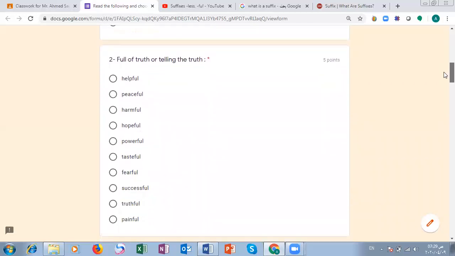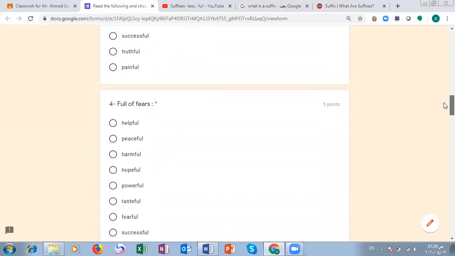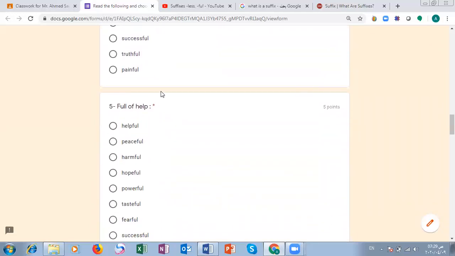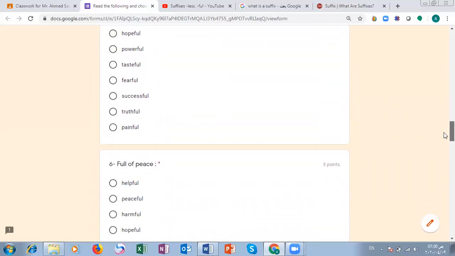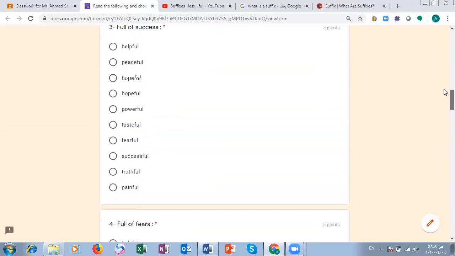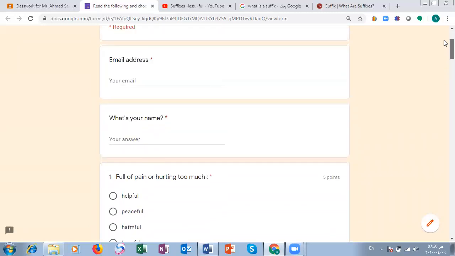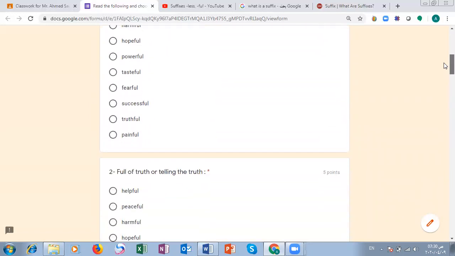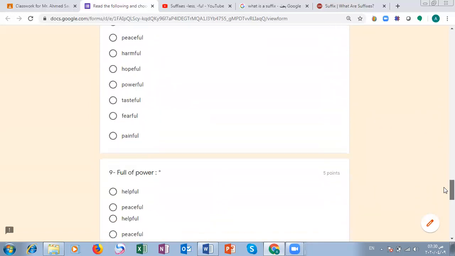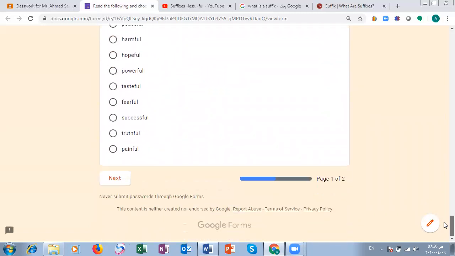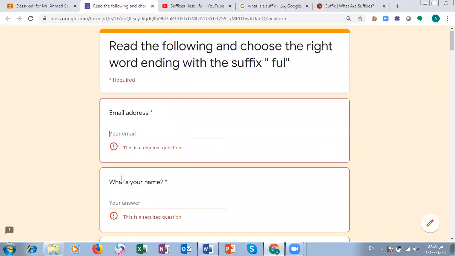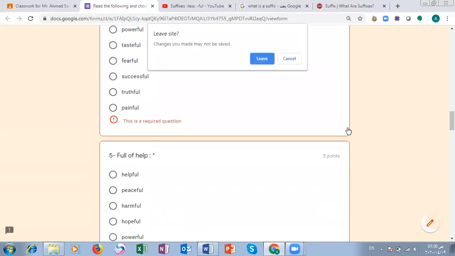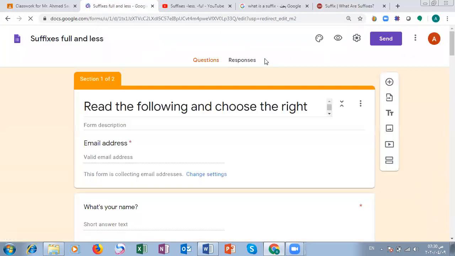Let's go to number 5. Full of help. Full of help. So it's helpful. So the first section in the task or the quiz here is for the suffix full. And when you finish the 10 sentences or the 10 questions, you are going to go to the next section, the next section here.